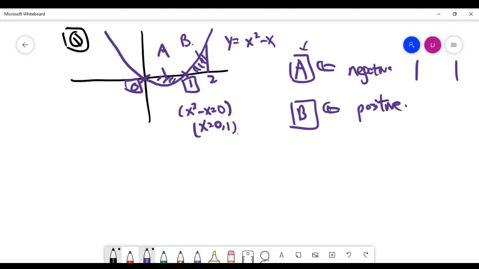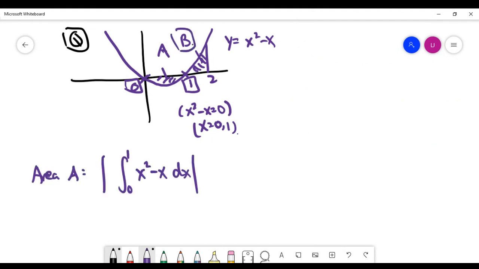You need to use the absolute value sign for whatever you have in the definite integral, right? But for the positive part, you don't have to take any absolute value sign, because the answer you find for the definite integral must be positive anyway, since part B is a positive function. For part A, as I said, the function is negative, so you need to take the absolute value sign, and the integral inside is from 0 to 1. The function is given, x squared minus x. You need to do this calculation on your own.